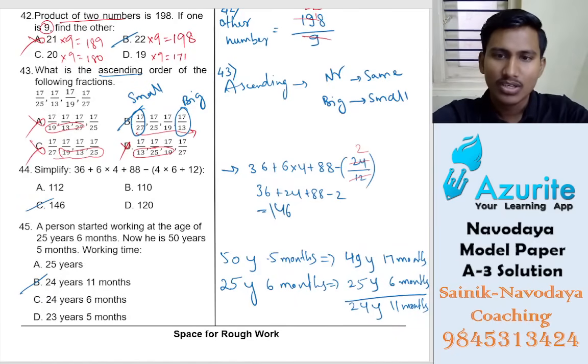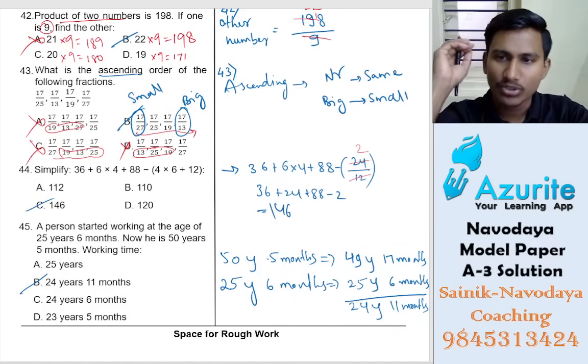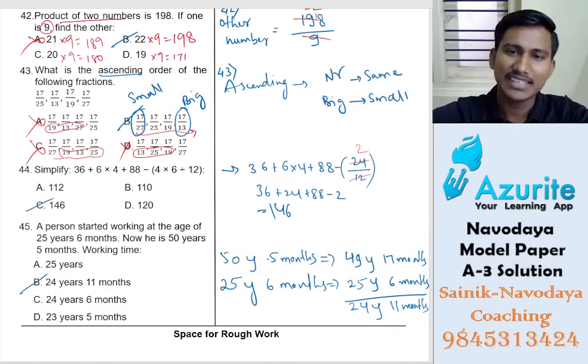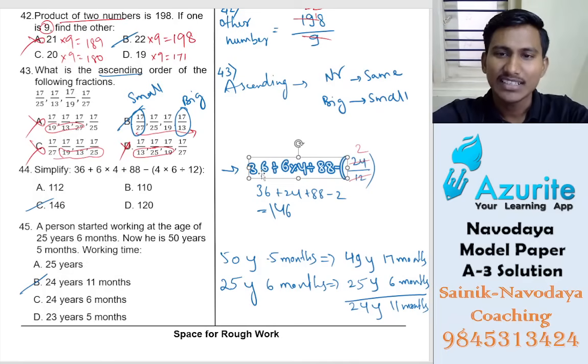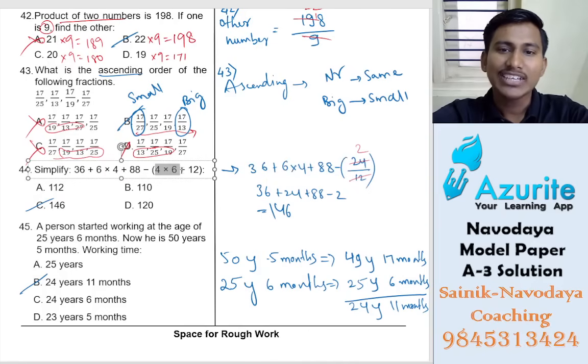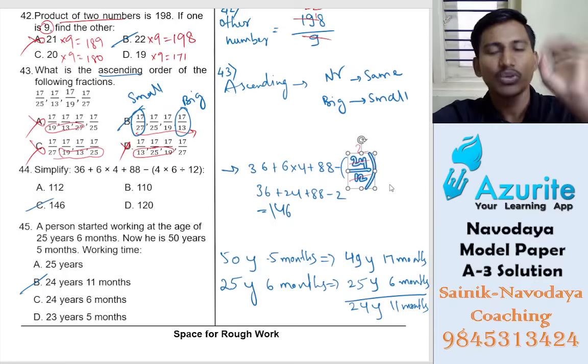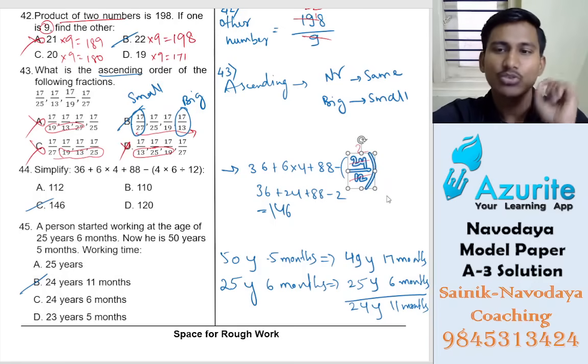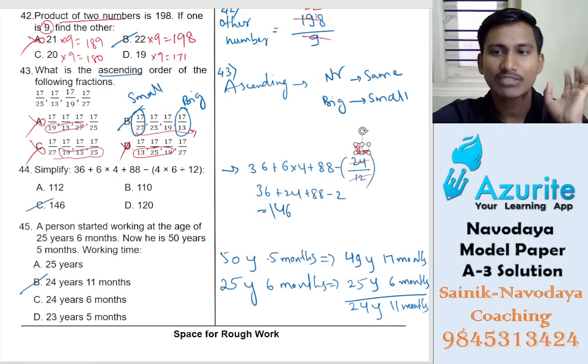Okay. So see students, next question 44, simplify they are asking. So 44 is very easy. 36 plus 6 into 4 plus 88 minus 4 into 6 divided by 12. So 4 into 6 is 24, divided by 12. 12 ones are 12, 12 twos are 24, so the answer will come 2.